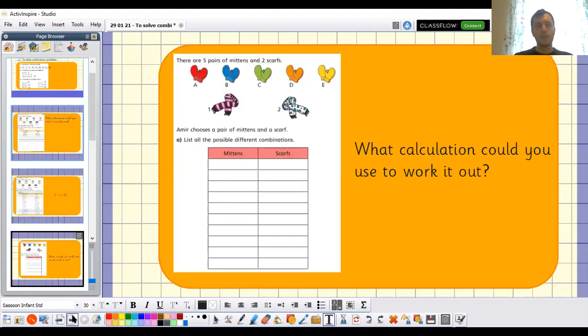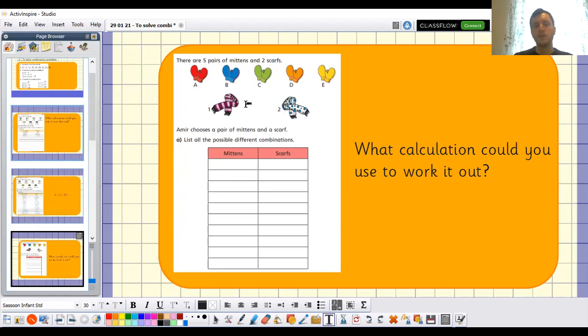Let's have a look at another one together. This time there are 5 pairs of mittens. There they are. And there are 2 scarves. Amir chooses a pair of mittens and a scarf. How many different possible combinations are there? So I'll be thinking red mittens, purple scarf, red mittens, spotty scarf. Blue mittens, purple scarf, blue mittens, spotty scarf.